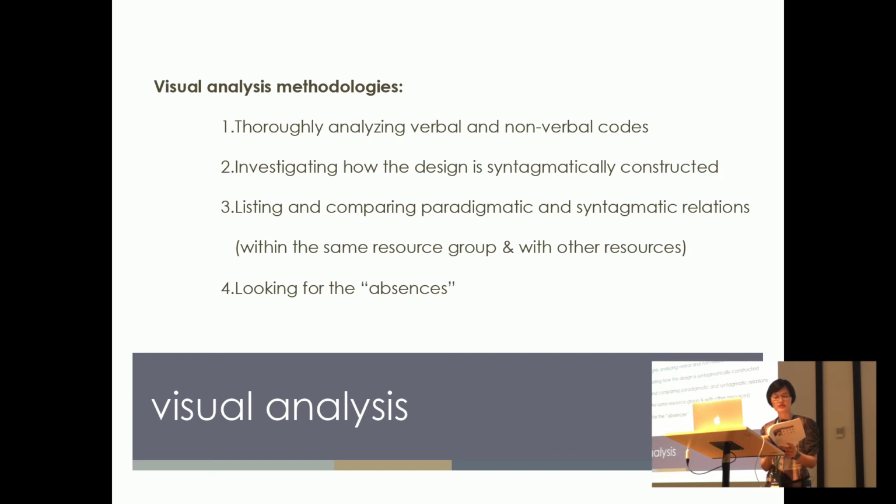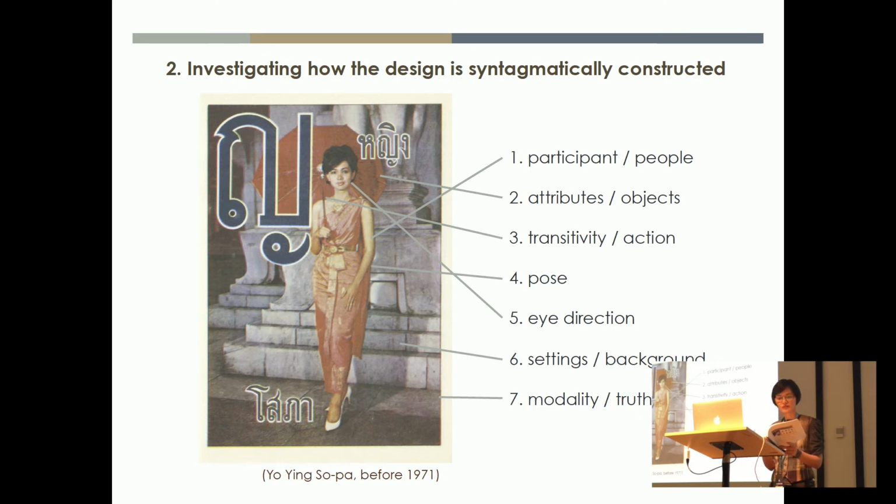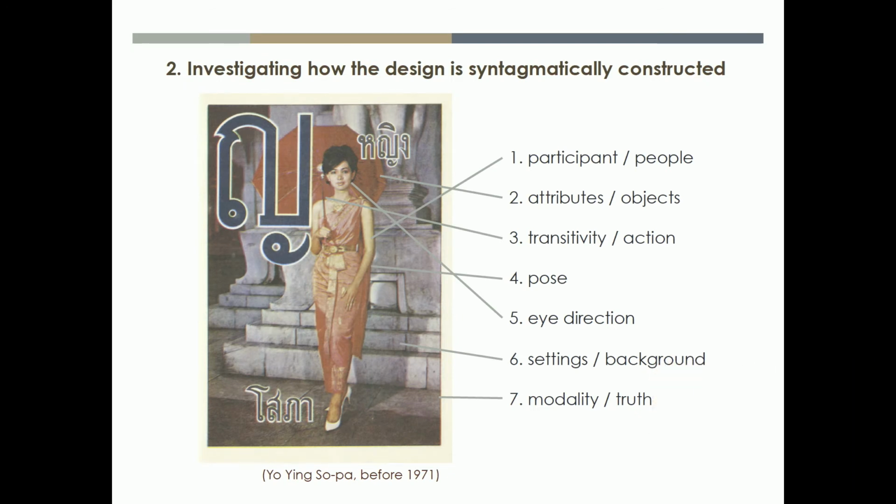First, I analyzed the structure of verbal and nonverbal codes on each "yor" page. As displayed on the right, it shows the main components of the design, comprising the alphabet, accompanying word, rhymes, and illustration. Second, I investigated how each page is systematically constructed by breaking it down into the smallest details and arranging them into seven categories as follows. First, participant or people.